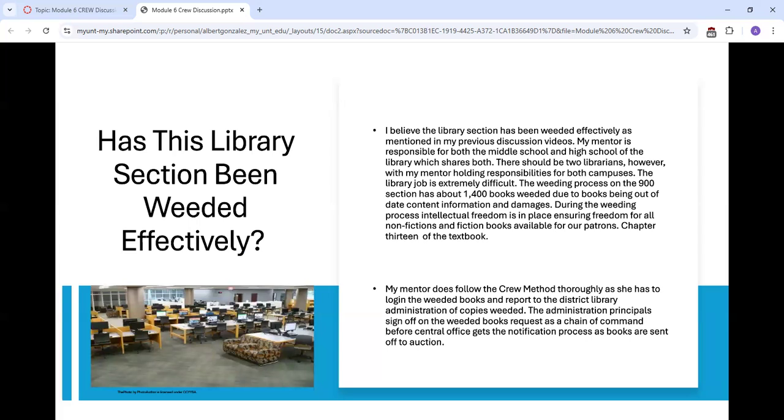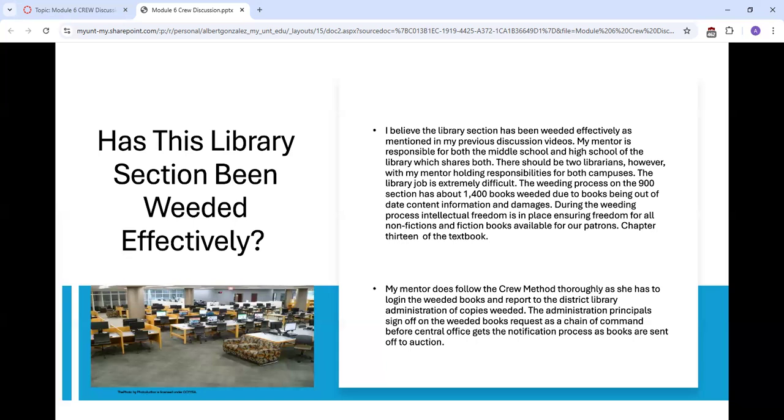As mentioned in my previous video discussions, my mentor is responsible for both the middle school and the high school, which share the library. So there really should be two librarians. However, with my mentor holding responsibilities for both campuses, the library job has been extremely difficult. The weeding process in the 900 section has been about 1,400 books weeded at the moment, for out-of-date content, information, and damages. That's why my mentor has been using the CREW method, for instance.